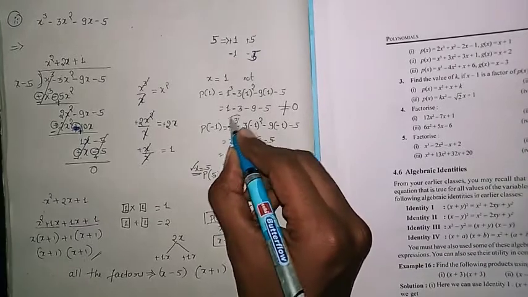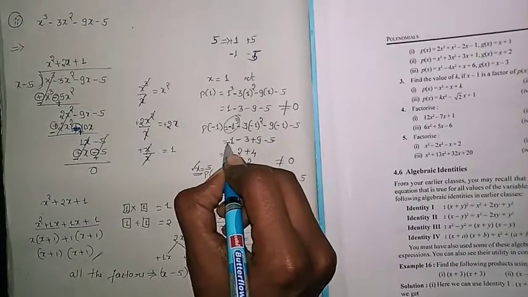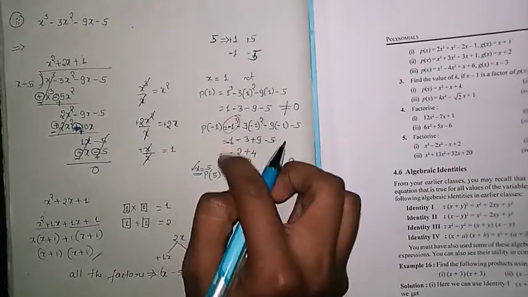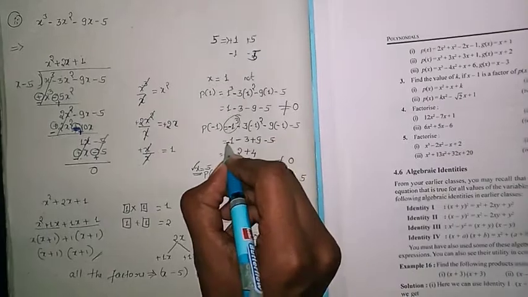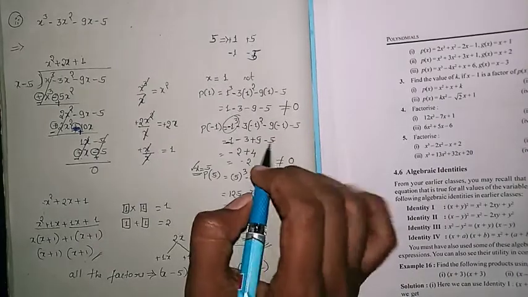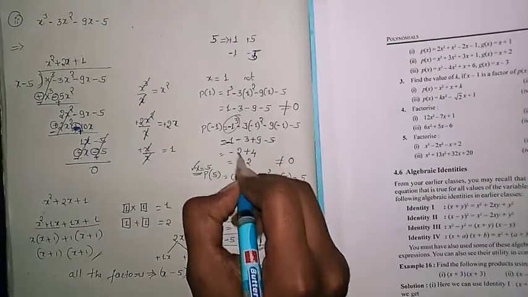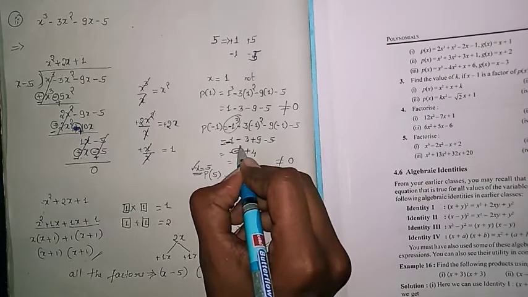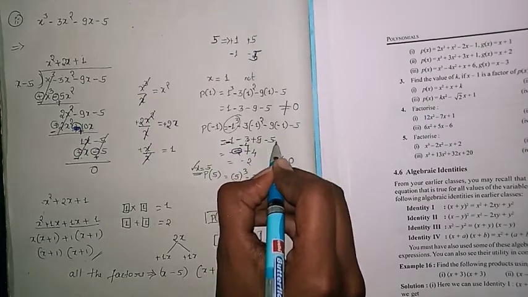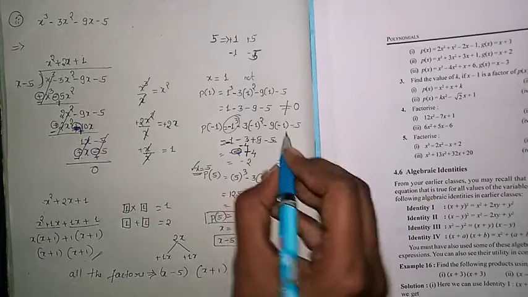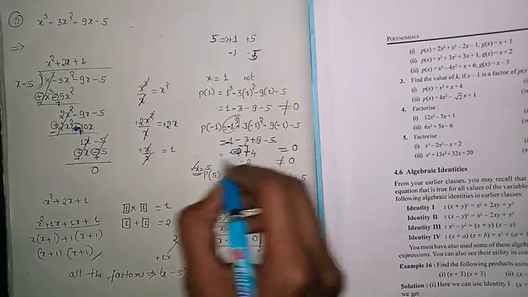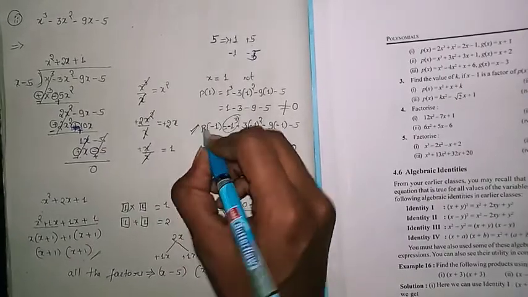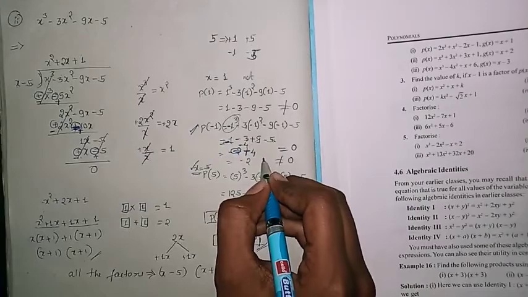Here minus 1 cube is minus 1. It is a cube, so it will be minus, but I have written that as a positive. So make the correction. Then the whole thing will change, because minus 3 and minus 1 will be minus 4, and plus 9 minus 5 is plus 4. That means it is equal to 0. At that time this term will become equal to 0.